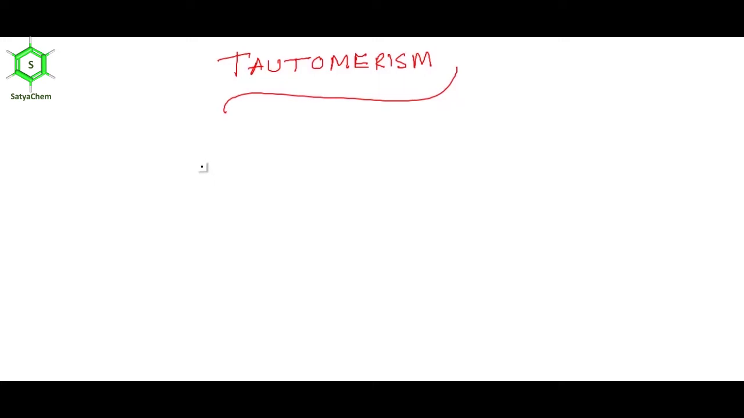Hello students, today I am going to teach tautomerism. It's a very important topic in organic chemistry because you need the concept of tautomerism to understand reaction mechanism. That is why it is very important in organic chemistry to learn tautomerism.